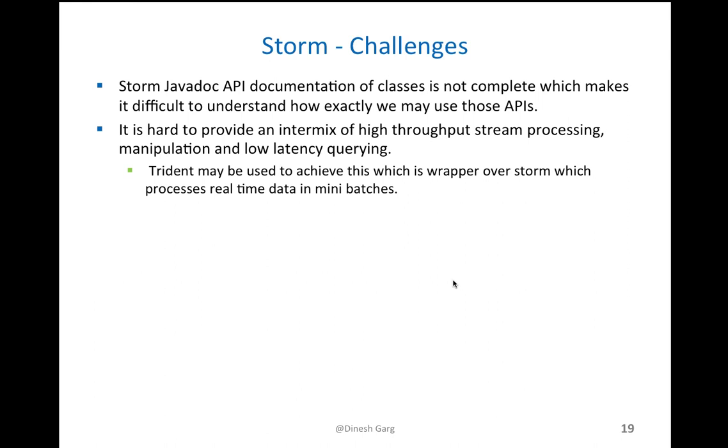The other challenge that I faced is that it's hard to provide an intermix of high throughput stream processing, manipulation, and low latency querying. It's hard to combine these three things. Although there is a framework named Trident, which is pretty much a wrapper over Storm, which processes the real-time data in mini batches, and which really strikes a balance between these three things. So if you want to do that, then that's the way to go. But initially, if you're just using Storm, you're going to face this challenge of how to balance these three things.